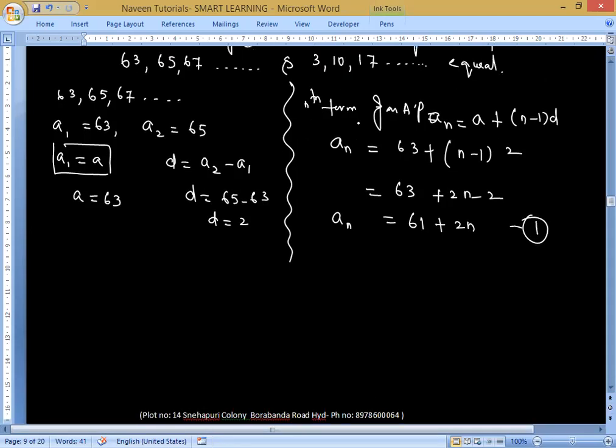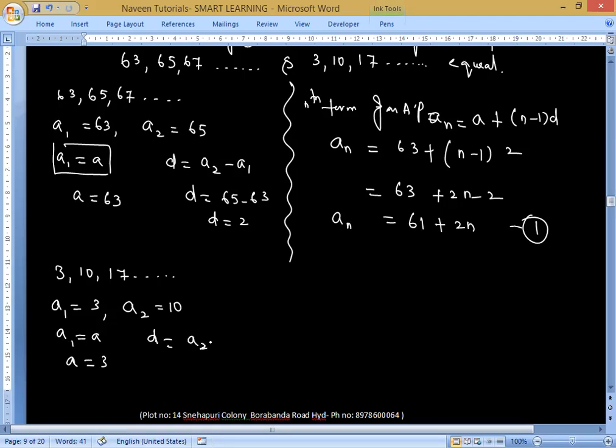Then what is the next series number? 3, 10, 17. So again A1 equal to 3, A2 equal to 10, A1 is equal to A equal to 3. D is equal to A2 minus A1. So D is equal to 10 minus 3. So D is equal to 7.